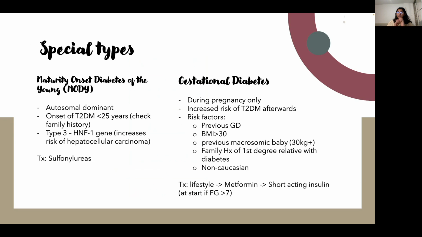If someone's fasting glucose is above 7 when you start off at the very beginning of their pregnancy, then you go straight to insulin. That's because the high levels of glucose aren't just going to damage mum, they're going to damage baby. You might as well just get on top of their blood sugar levels from the very beginning.